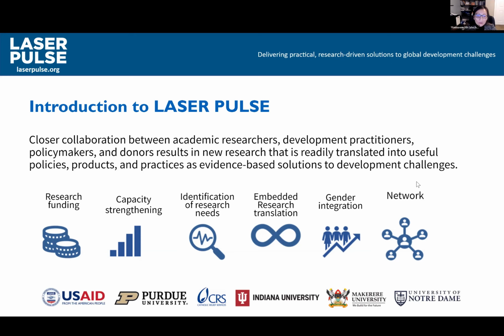So we have about 6 main components of activities in Laser Pulse, and primarily, we really take a systems approach to understand the life cycle of research, and we identify those 6 areas as something that we really need to focus on to make a systematic change to maximize the impact of the research product. This includes providing funding, strengthening capacity of all the partners involved in the research, integrating gender considerations in research, and identifying the right areas for research activity. And of course, the ERT that you will be listening to a little bit more about, embedded research translation.